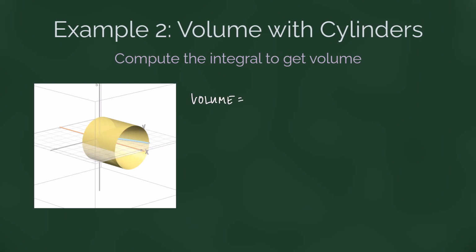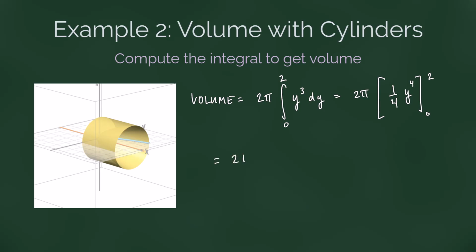Last, we go ahead and compute our integral. So our volume formula was 2 pi times the integral from 0 to 2 of y to the third dy. Taking an antiderivative with respect to y, we get 1/4 y to the fourth, evaluated from 0 to 2. So that gives us 2 pi times 1/4 times 16 when we plug in 2. Plugging in 0 gives us 0. So we end up with 8 pi cubic units as the volume of this solid.